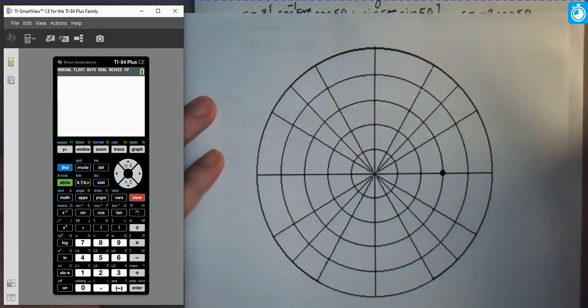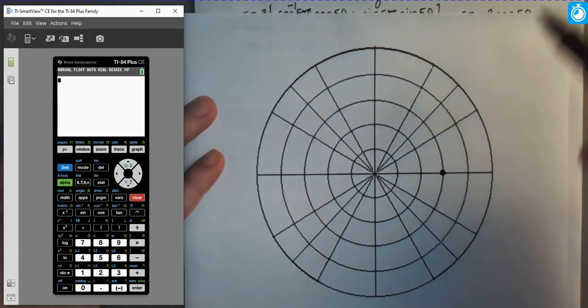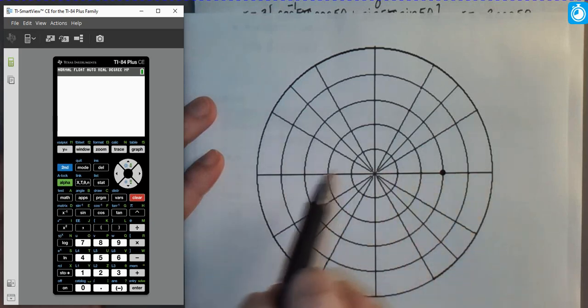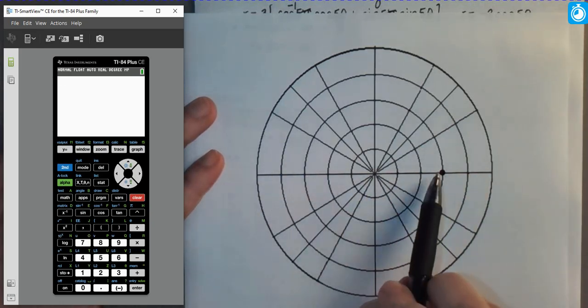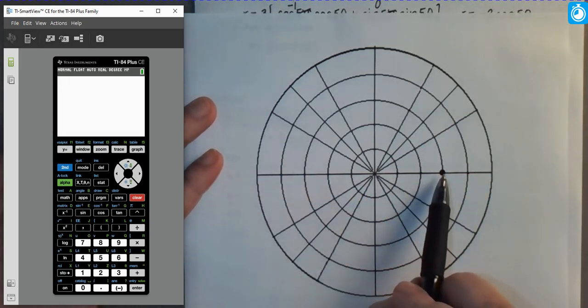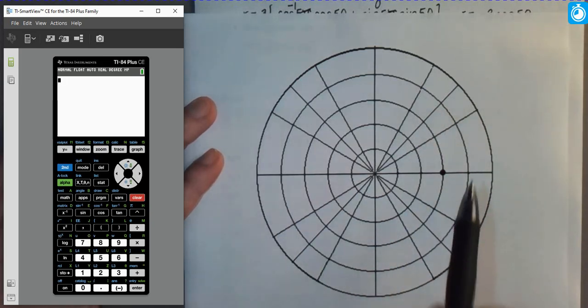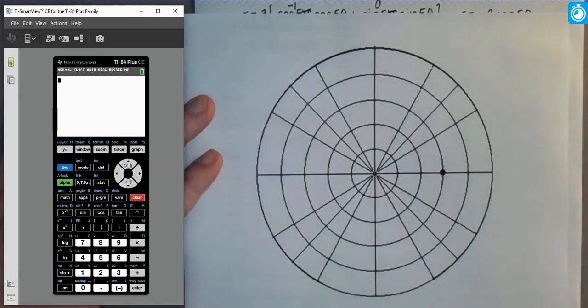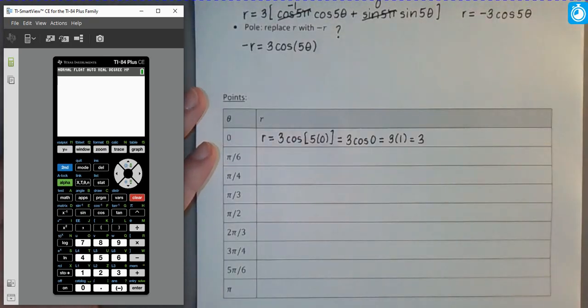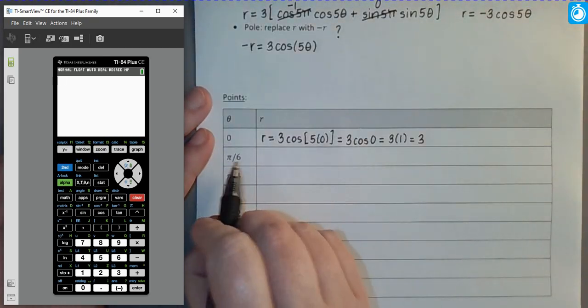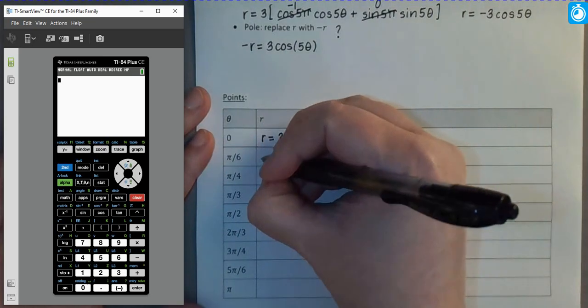Now in terms of symmetry here, remember we have symmetry with respect to the polar axis, which is our horizontal axis. This point that we plotted is already on that axis, so we don't have a point that's specifically symmetric to this one. If we have something above or below the axis, then we can use symmetry. But here, this point is unique and it's not going to have another symmetric point. Now, for pi over 6, we will be able to use the symmetry. So let's plug that in.